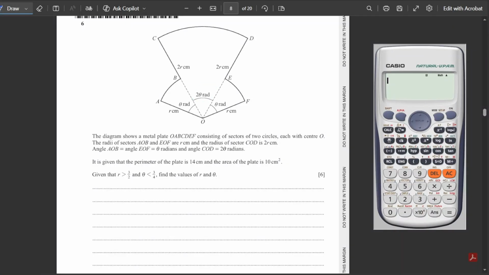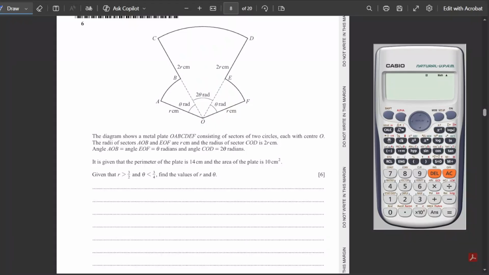Okay, therefore, the next part says it is given that the perimeter of the plate is 14 centimeters. Perimeter means if you add all of the outer sides, their sum should be equal to 14. And area, the total area of the plate is 10 centimeters squared. So if you add the area of all of this stuff, it should be equal to 10 centimeters squared.